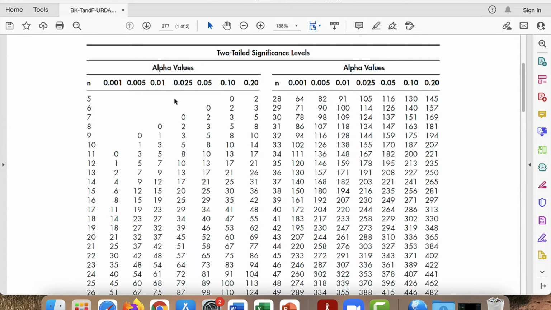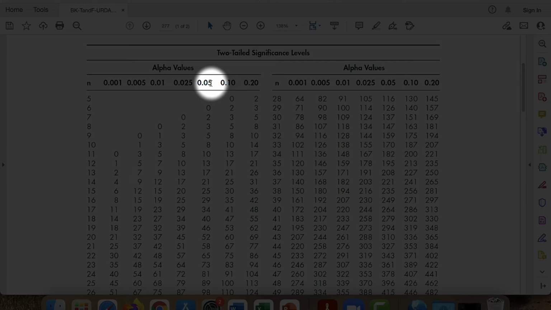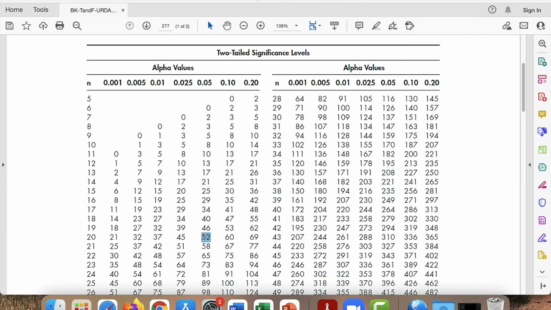Then you look at your alpha levels and you can see what the critical W value is for different alpha levels. So say you're looking for an alpha level of 0.05 right there, and you have 20 cases, then your critical W value is 52. For your observed W to be considered statistically significant, it would need to be smaller than the critical value.